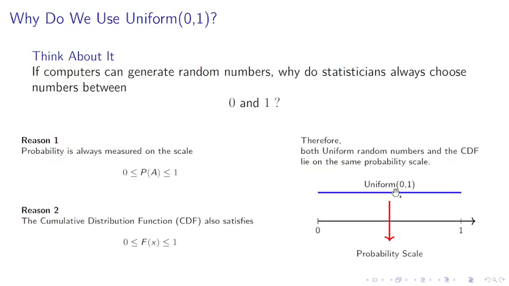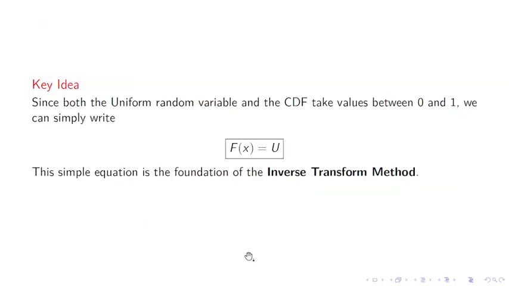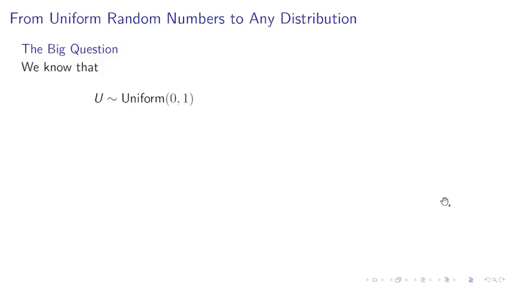Here, uniform 0 to 1 is the probability scale of the uniform random variable, the probability of an event, and the CDF. The key idea is, since both the uniform random variable and the CDF take values between 0 and 1, we can simply write F(x) = u. This simple equation is the foundation for the inverse transform method.